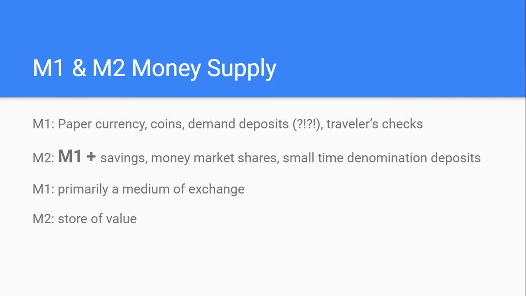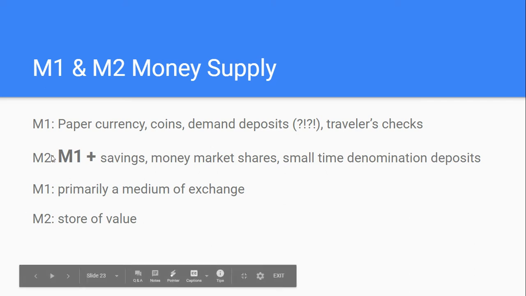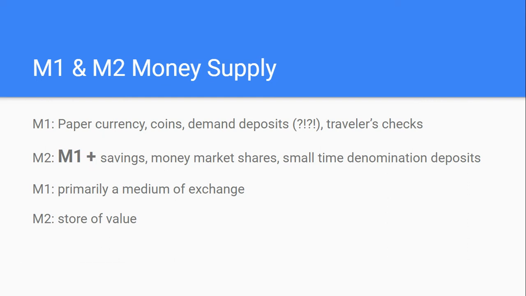They're non-liquid assets because you can't take a savings account booklet and go pay for a Happy Meal at McDonald's with it. You have to convert it into cash. You have to cash it out. So M2 is M1 plus these things. A lot of students forget that, which is why I put M1 here a little bigger than the rest of the font. M1 plus these things equals M2.